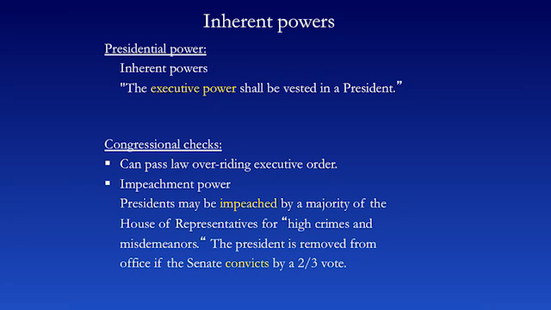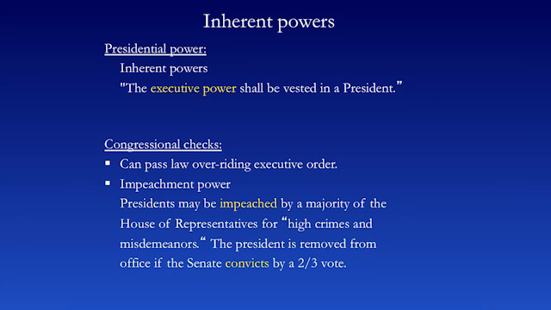Finally, let's talk about the inherent powers, which you pointed out are some of the most important powers of the president. What do we mean by inherent powers? Yeah, we're saving the best for last. The inherent powers are conveyed by the clause in the Constitution that says the executive power shall be vested in a president. Well, it doesn't sound like much, but that power has been used to give the president the capacity to write executive orders that have the same legal standing as laws of Congress.